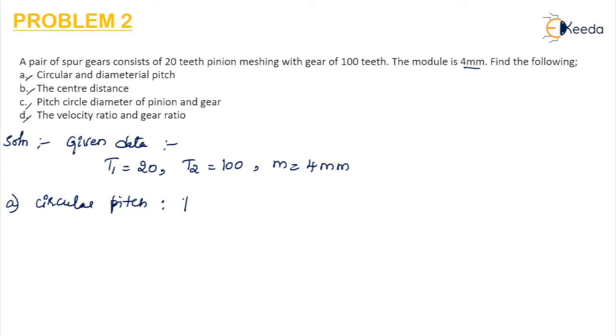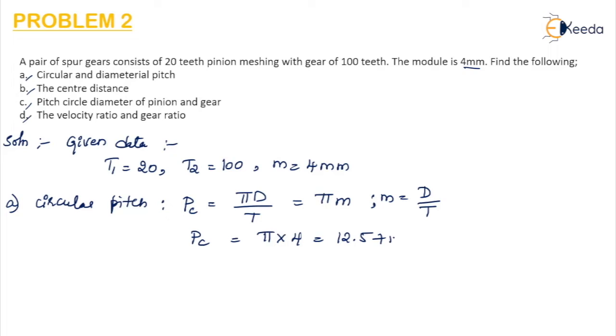Circular pitch is given by the formula Pc is equal to pi d by t, or we can write it as pi into m, because m is equal to d by t, where m is the module. So we can write it as pi into m, that is 4. So the value we get is 12.57 mm.